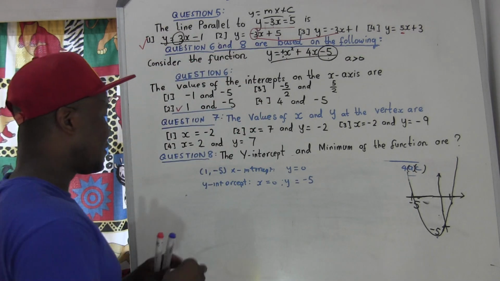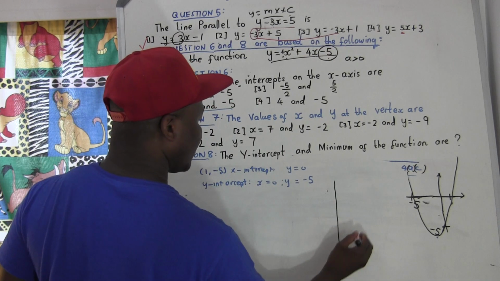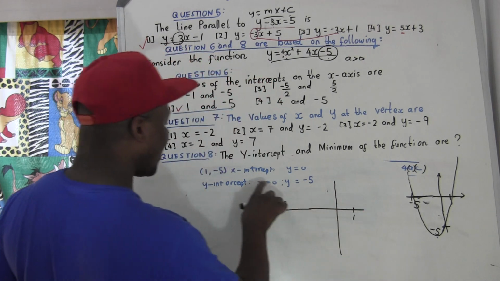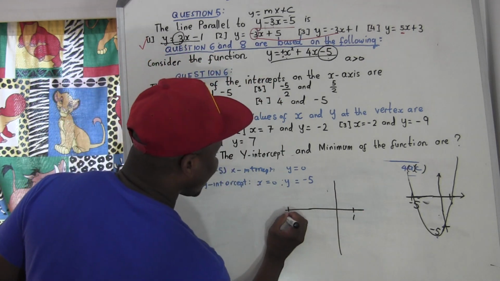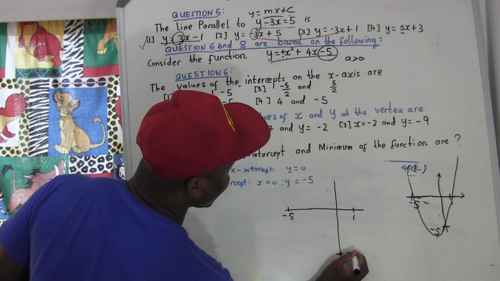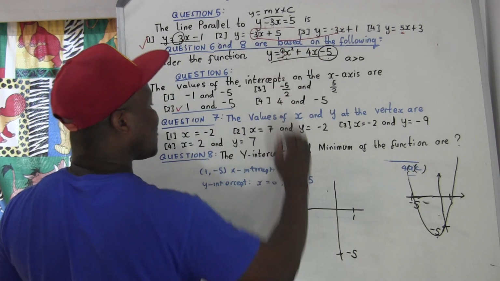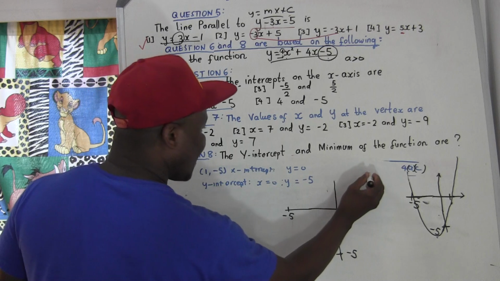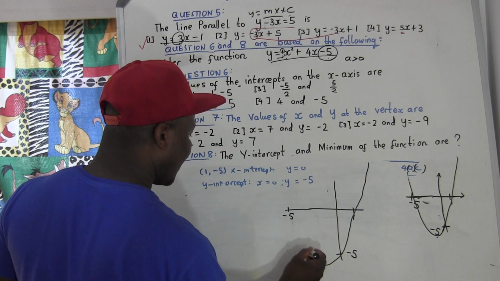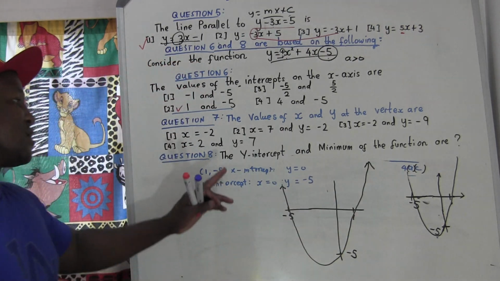Let me draw my graph. So my graph is going to be like this. We know the graph is going to cut at positive 1 as one x-intercept and the other x-intercept is negative 5, and the y-intercept is negative 5 also. And we know it's going to concave up. Why? Because this is a positive number. If it's negative, it's going to do like this. But it's positive, so it must go like that, roughly. It's a rough diagram. So this is the graph of that equation.